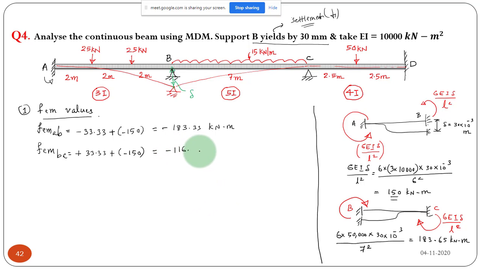Remaining values I will directly write. You can do that if you want. FEM BC: due to the point load and this UDL, WL square by 12, 15 into 7 square by 12. If you do that, you will get minus 61.25.